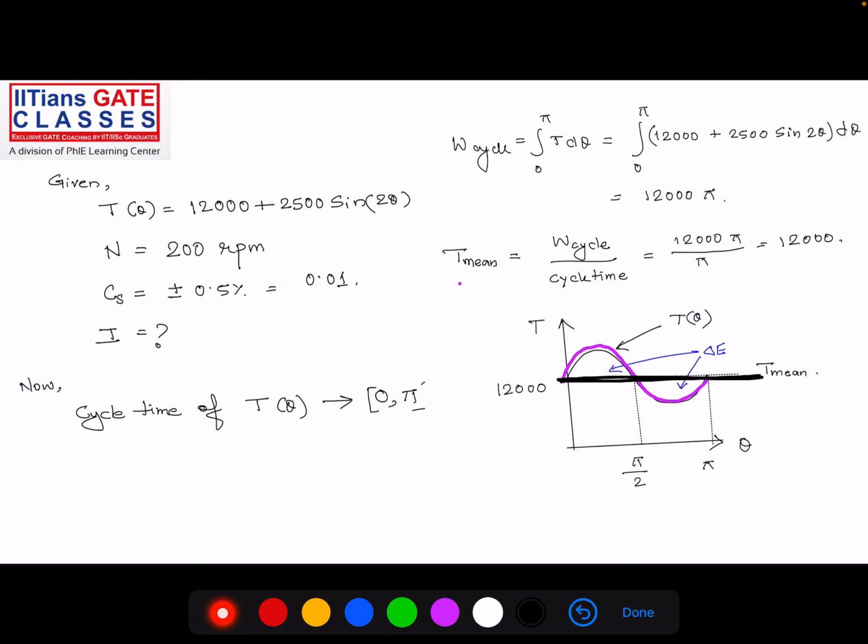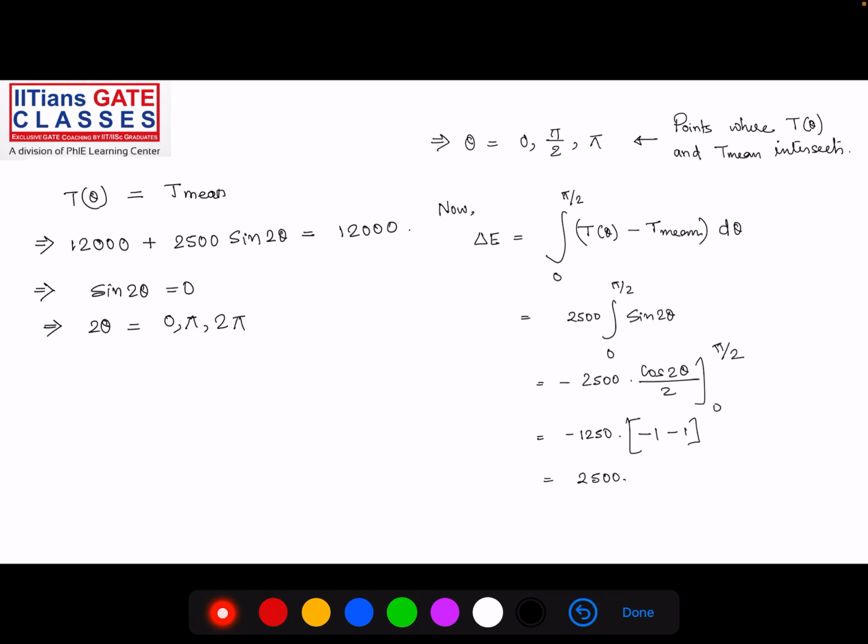So we have to first see where the T mean line, which is 12,000, intersects with the T theta, the torque, right? So for that, we'll simply equate. See, this is a general procedure. This is an easy question. You might be able to make out even without doing this. But you can follow this procedure to solve any kind of question of this type, right? So always follow this. You should know the procedure properly. This is a moderate level question, but even if the question is hard, you'll be able to solve it. That is the point, right?